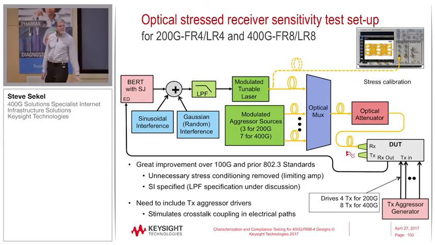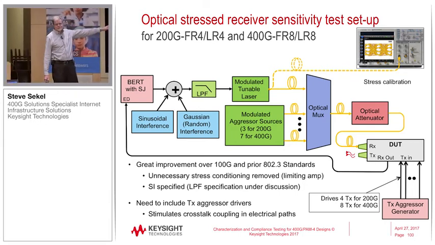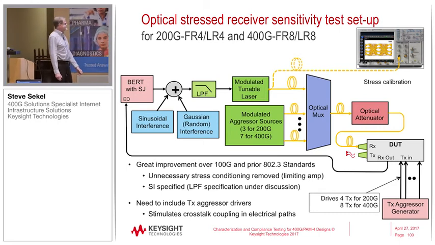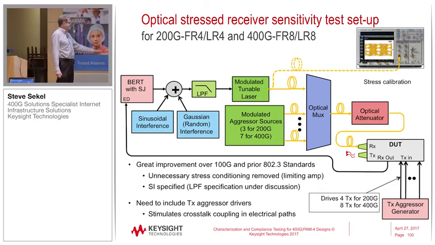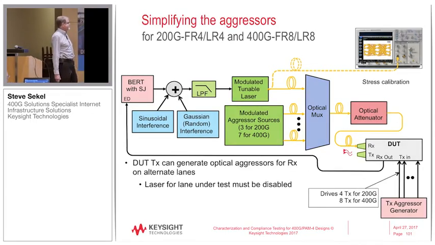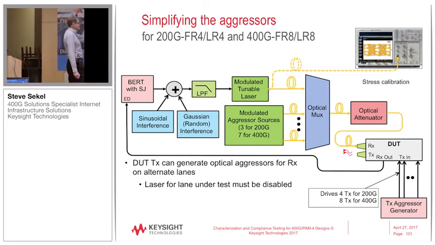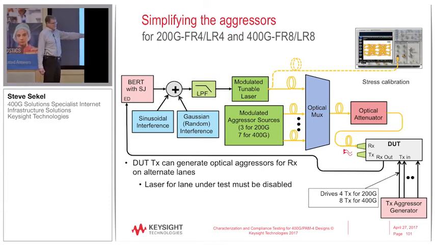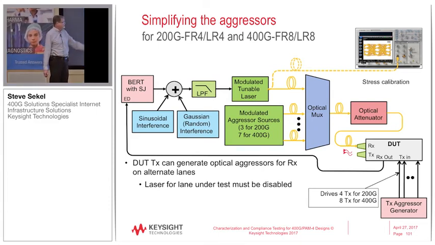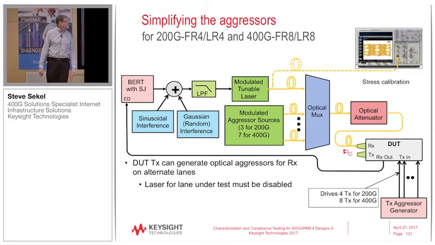And then we have to drive all the transmitters, okay? So pretty ugly test setup. But crosstalk, again, is necessary because it's not an optical phenomenon, it's an electrical phenomenon after it's detected. And you have the ability to really simplify that quite a bit. But it does require that you have the ability to turn off the transmit laser on the lane that's under test.